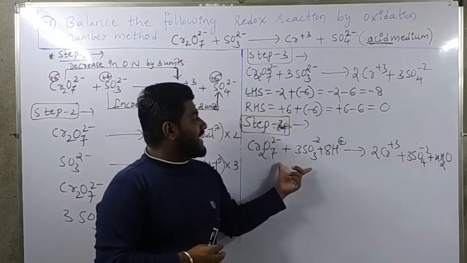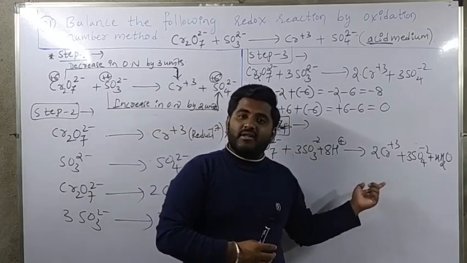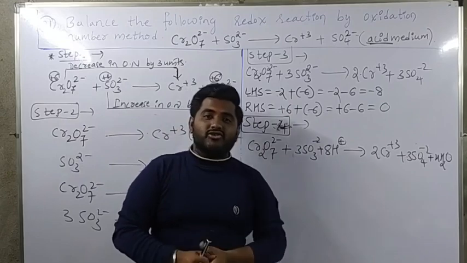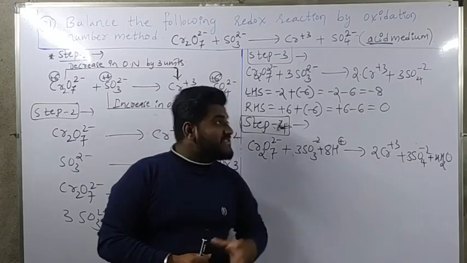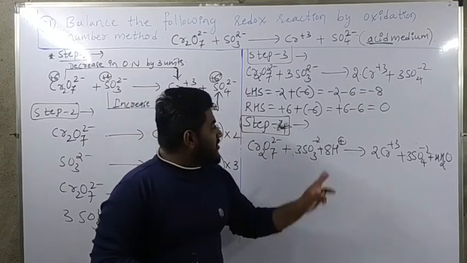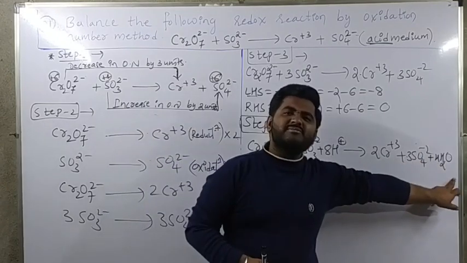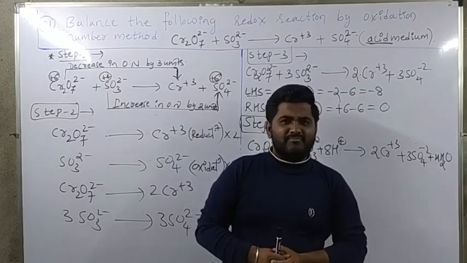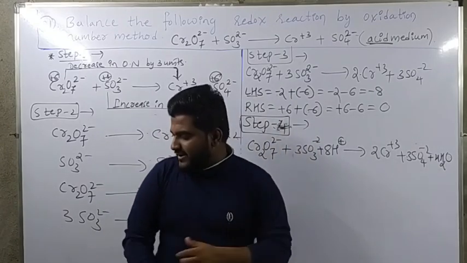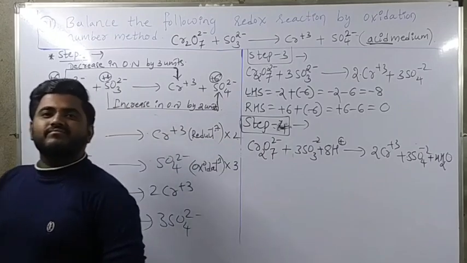Hence this is the correct balanced chemical equation for the given question. I hope you followed, guys. This is in case of acidic medium. Suppose you have a basic medium, then instead of adding H plus here, we add OH minus on the RHS. That type of question we'll also discuss. I hope you understood. If you want to take a screenshot, you can take it, guys.